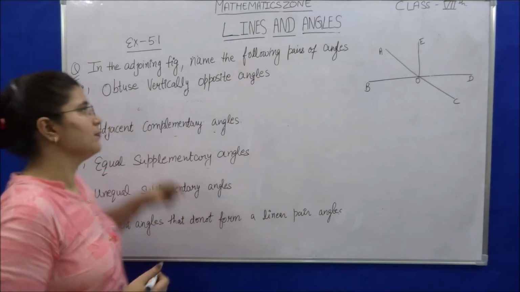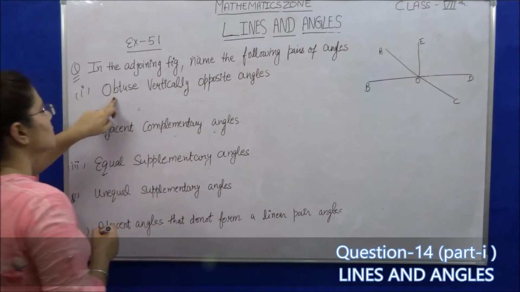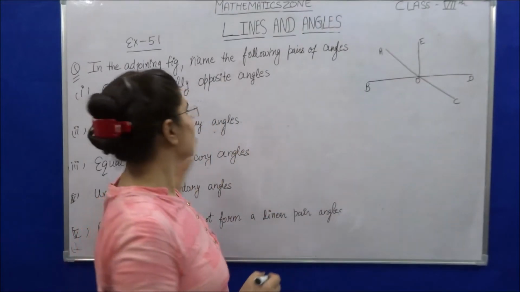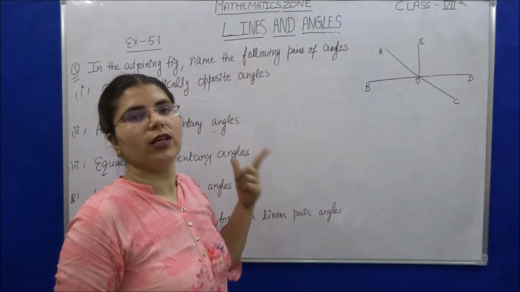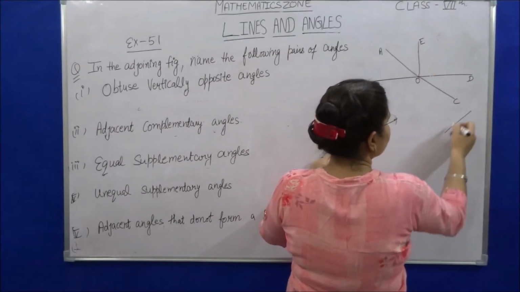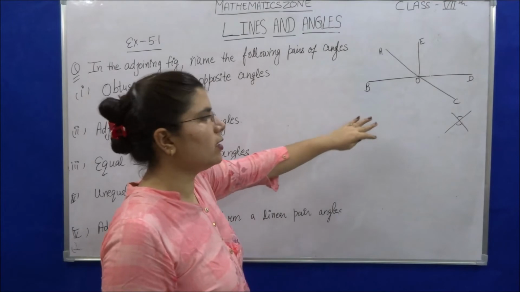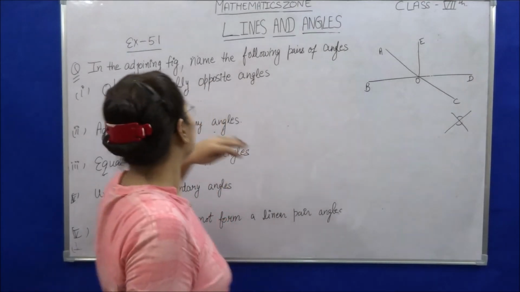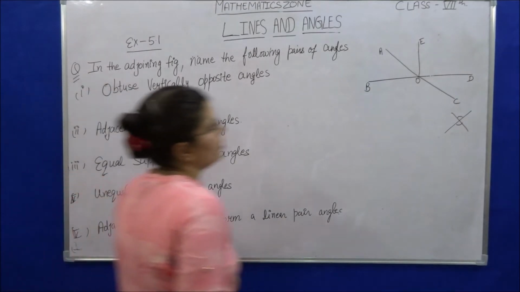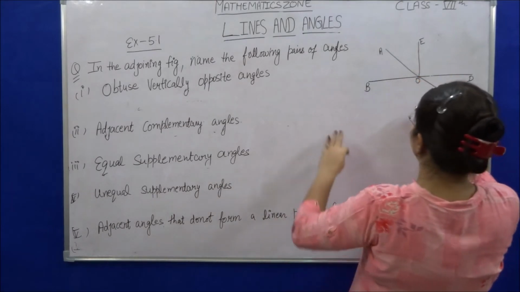Let's do the next question. Now in the adjoining figure, name the following pairs of angles. First one is obtuse vertically opposite angles. Now our condition is that the two angles should be obtuse and vertical angles. Two angles are said to be vertical when two lines are intersecting each other and the opposite pair should be equal. Then by the reason of vertically opposite angles. Now it is given to us that both of them are obtuse. Now if we look at the figure, that is vertically opposite angles with obtuse angles.